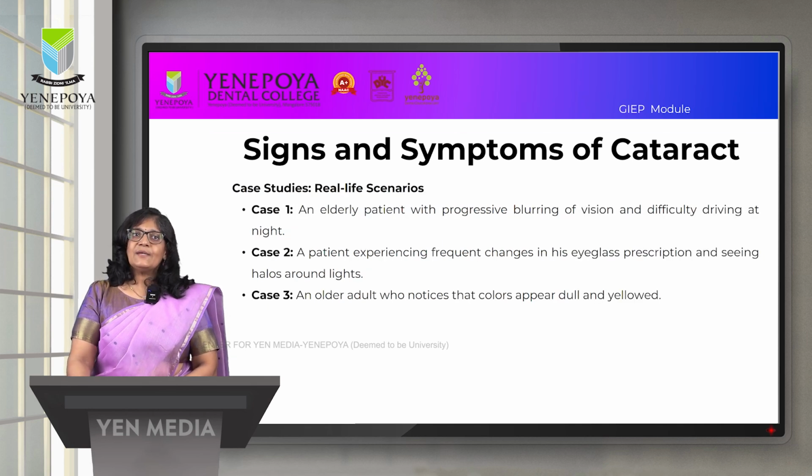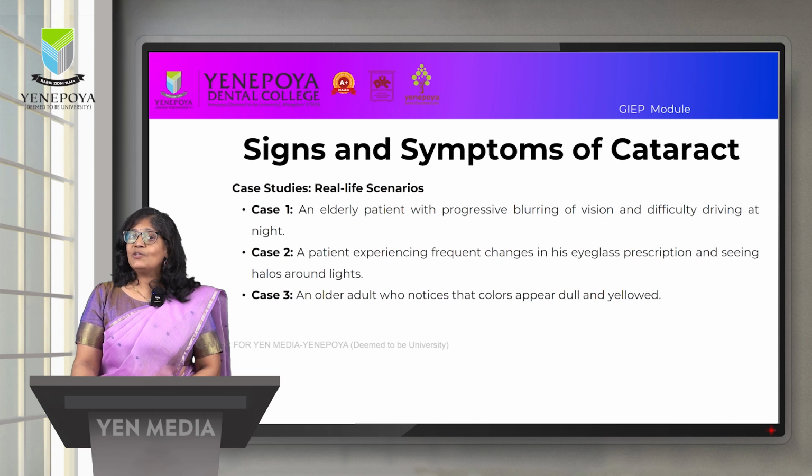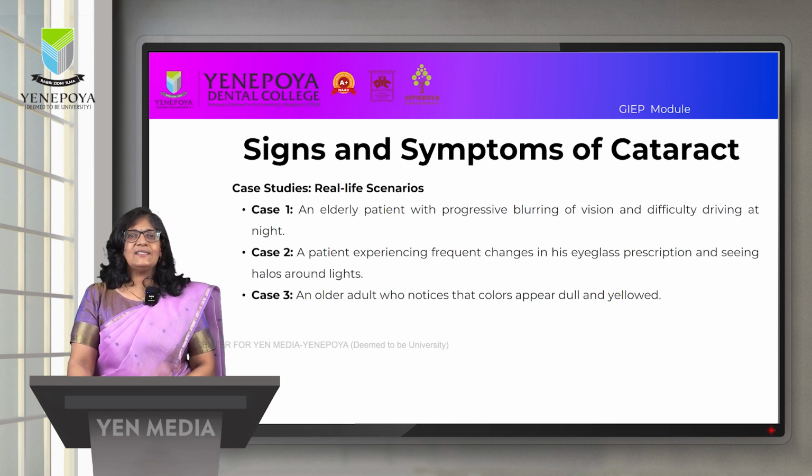There can be some case scenarios which I'll take you through. For example, a case where an elderly patient with progressive blurring of vision and difficulty driving at night comes to you. Another case where a patient experiencing frequent change of eyeglass prescription also sees halos around the light. Another case, a patient notices, I am seeing less and at the same time the colors are dulled and yellowed. So these are some of the ways an elderly patient may present to us.